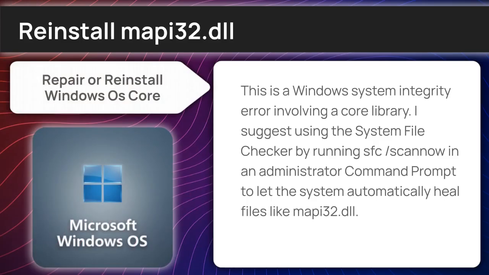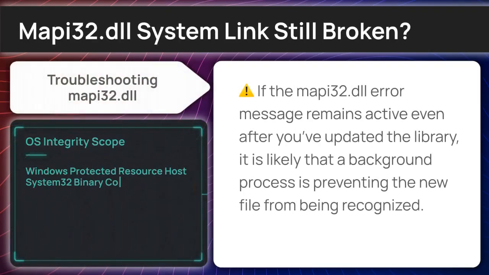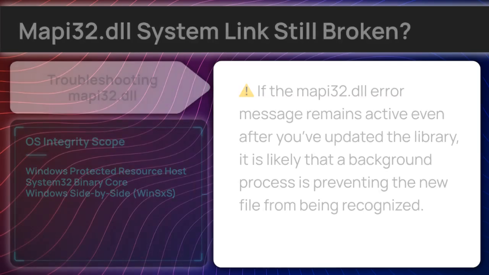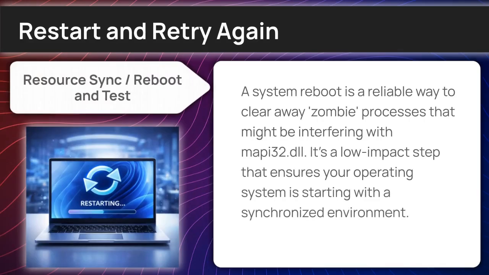I suggest using the System File Checker by running sfc /scannow in an administrator command prompt to let the system automatically heal files like mapi32.dll. If you're still seeing the missing file notification, we should attempt to force a synchronization between the software and the OS. A simple restart can resolve file-in-use errors that mimic a missing mapi32 message. It's a low-effort step that ensures your operating system starts with a clean execution stack.